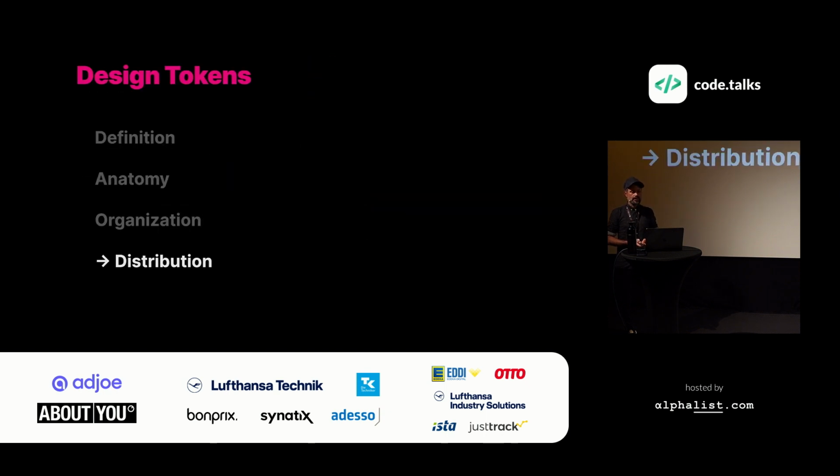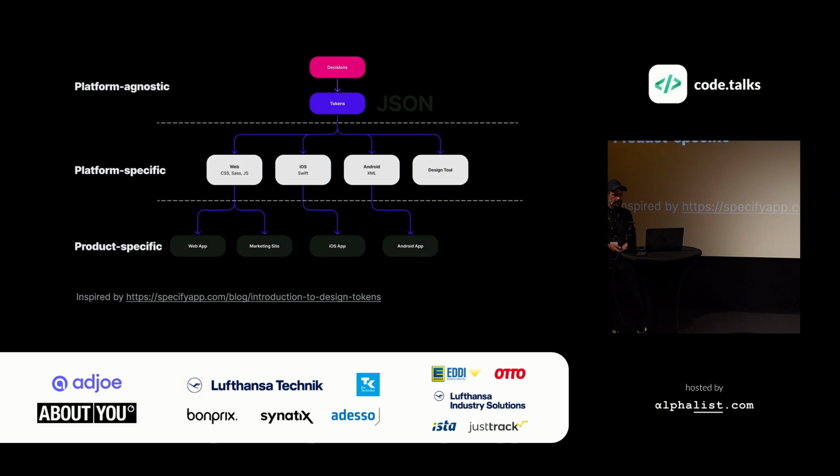So as time runs, I come to the distribution. So now you have your tokens in your design tool, and you have your tokens in your code, but that doesn't help you. So you want a single source of truth outside your design tool, outside your tech stack, where you develop your app or website. So you need some other source for that. And that's probably the most important screen to understand the benefit of tokens or the whole architecture.